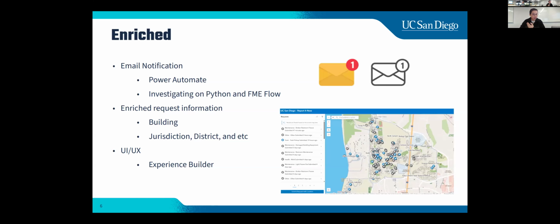The other enrichment we have done is adding the information of the building, the jurisdictions, and also the district information into the map. So the user, as you saw earlier, doesn't need to provide that information at all. In the app, they just need to click on the request, search it, tap in, and click on the point on top of the building. In the backend, we will automatically populate that information for them.